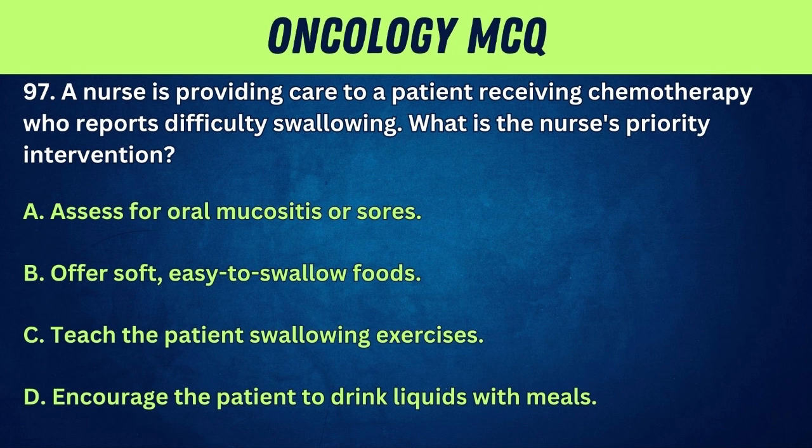97. A nurse is providing care to a patient receiving chemotherapy who reports difficulty swallowing. What is the nurse's priority intervention? A. Assess for oral mucositis or sores. B. Offer soft, easy-to-swallow foods. C. Teach the patient swallowing exercises. D. Encourage the patient to drink liquids with meals.